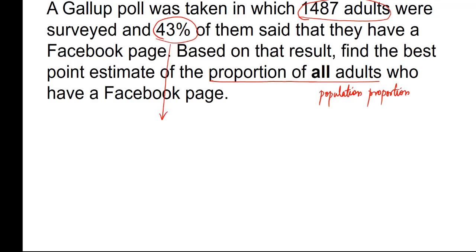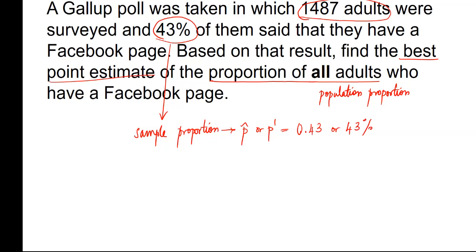This 43% comes from the sample, okay? Sample proportion. Remember, percentage or decimal equivalent indicates proportion. So for sample proportion, we're using p hat or p prime, any one of those notations, and that is equal to 43% or 0.43 in decimal, or you can say 43%. So what we're saying is this p hat itself is the best point estimate, because that was the next question. What is the best point estimate? And the sample proportion is the best point estimate of the population proportion. Okay, so then we come down here.